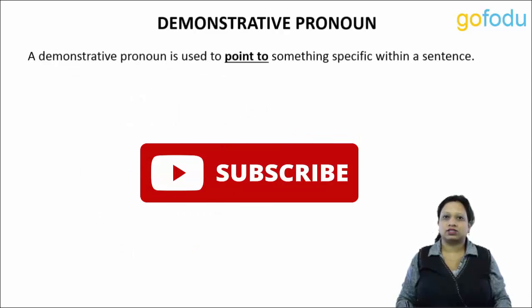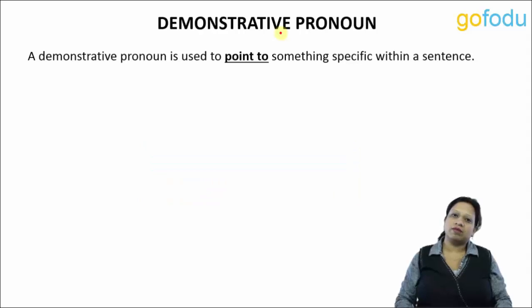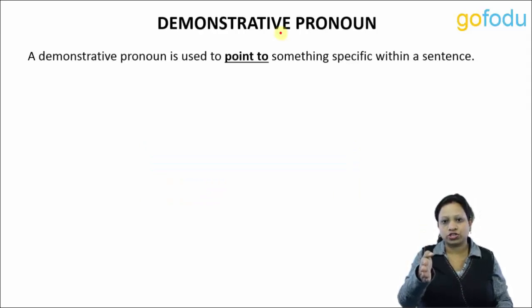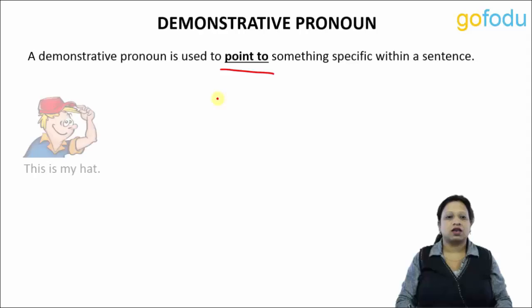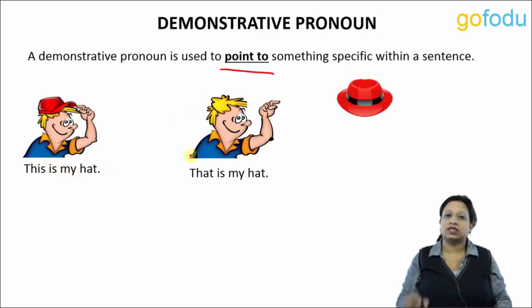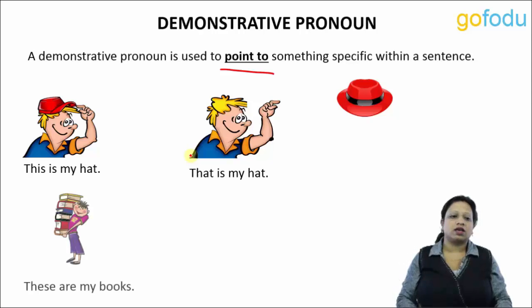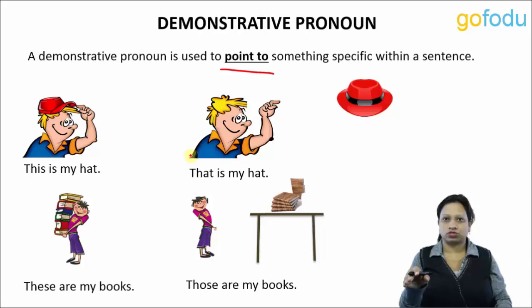Now let's check the next one. That's demonstrative pronoun. From the name, it's very clear that demonstrative pronoun is something that it is pointing to. Within a sentence, it's pointing towards something. So demonstrative pronoun is used to point to something specific within a sentence. For example, this is my hat. That is my hat. These are my books. Those are my books. All right.